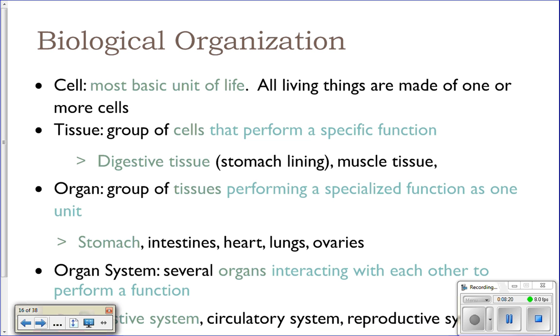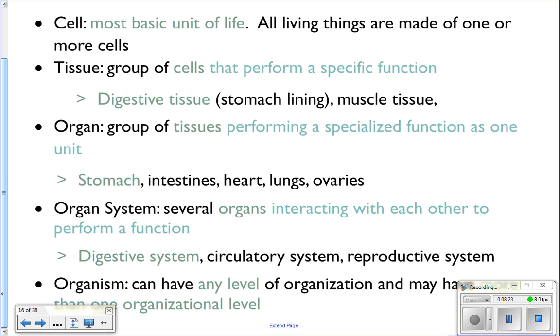If you take a bunch of organs and you stick them together and they're doing a similar function, then it's called an organ system. So if you take your stomach, your intestines, your mouth, your esophagus, you stick them all together, you have your digestive system. Okay, all doing the similar function of breaking down food and getting nutrients for your body. If you take a bunch of systems and you put them all together, you have an organism. Okay, and so that would be like you. You are an organism.